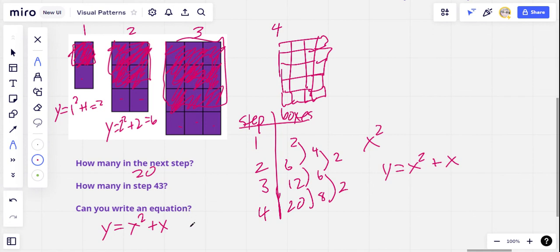Now, figuring out how many in step 43 becomes easy once you've got an equation. You're just going to plug in that step number for x. So 43 squared plus 43. So 43 squared, just going to verify this on my calculator, 1849, plus another 43 is going to be 1,892 boxes. And if you were trying to figure out how many in step 43 by drawing that out, I think your hand would get tired. So good thing we came up with this equation.